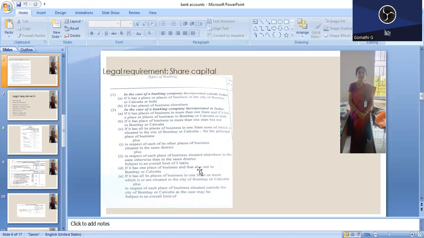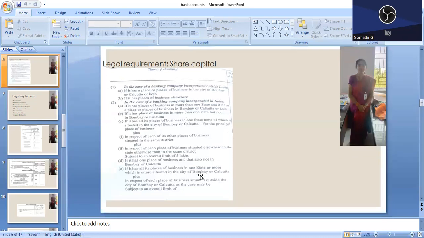Next one is share capital. In order to ensure that no banking company commences or carries on business with a weak and vulnerable capital structure, the Act lays down a limit of paid-up capital and reserves to be complied with by a banking company which wishes to commence or carry on business in India.